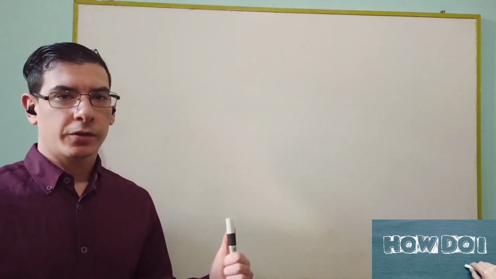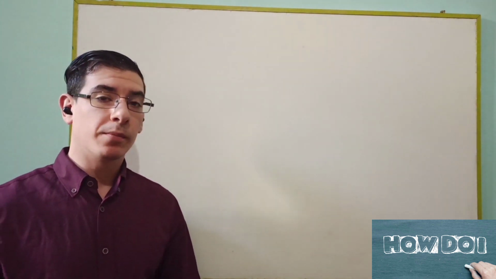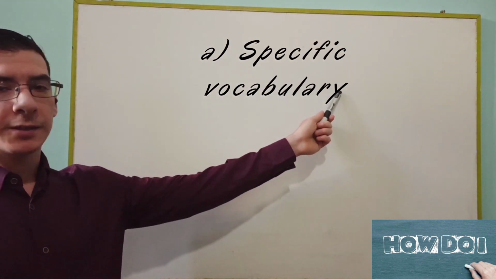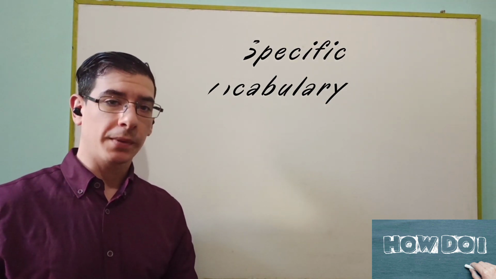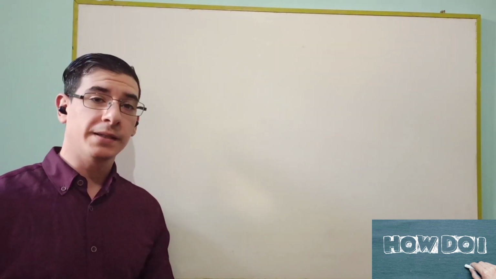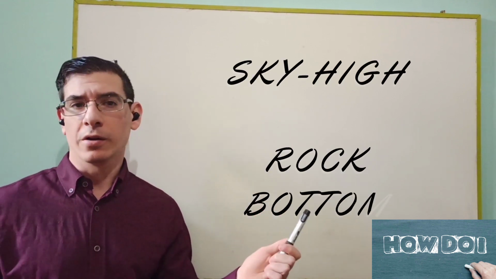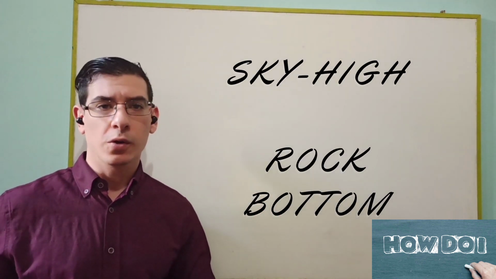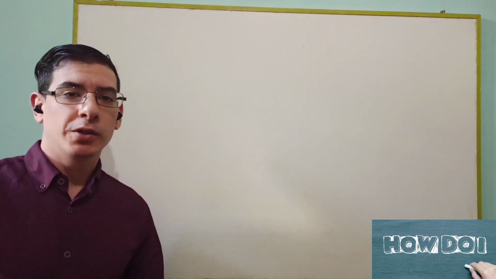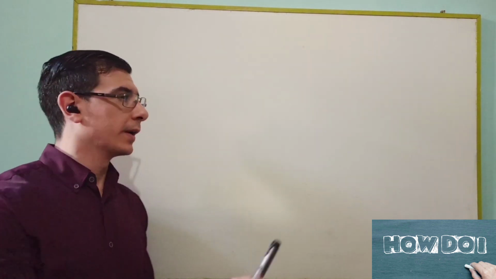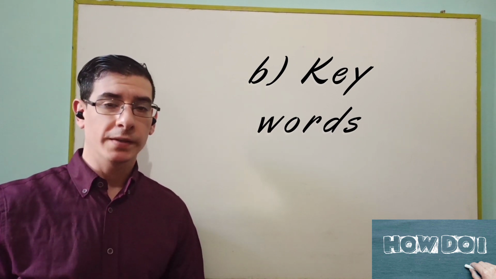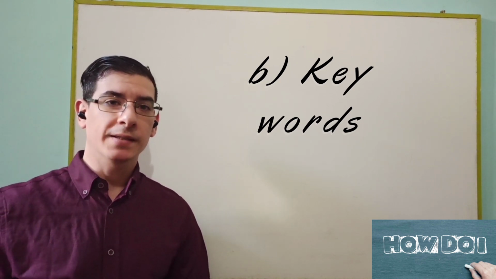First of all, I would recommend you to take into account three different points. The first one, here you will find a specific vocabulary on the topic. So, supposing it's about economy, you will find phrases such as sky high or rock bottom, or different expressions or specific words. Apart from that, you will have to look for keywords. Keywords are specific words that will lead you to the correct answer.